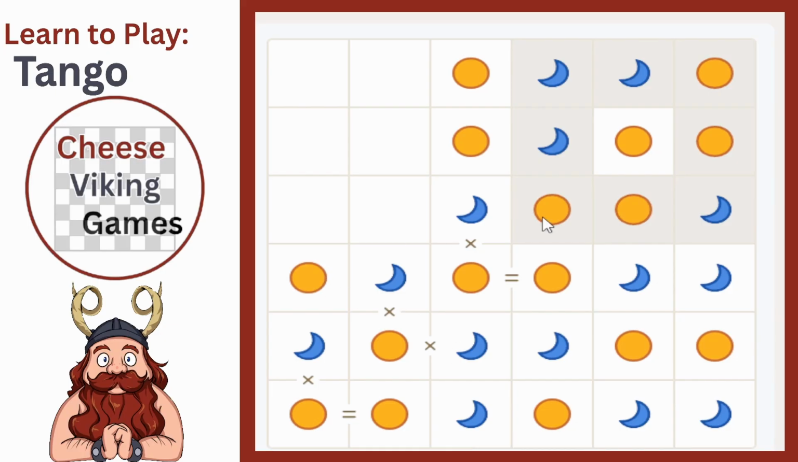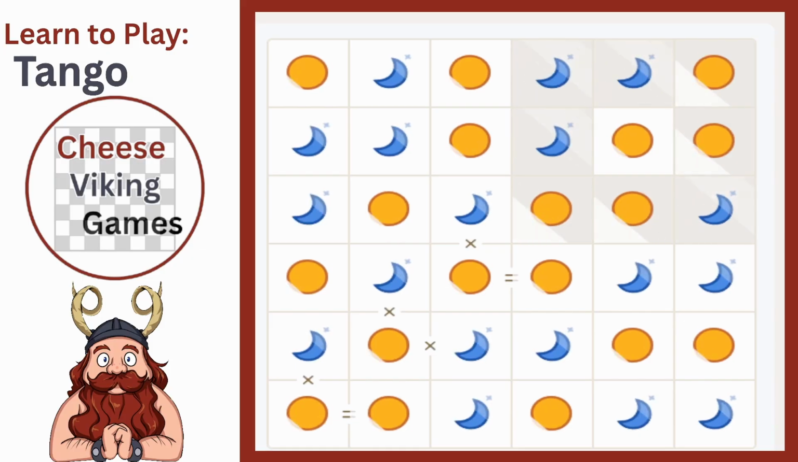So now we look at this row. Can't really solve this logically yet, but we know there are three circles here, so these two must be moons. We know we cannot have three in a row here, so this must be a circle. That gives us our third circle, so this must be a moon. We know we cannot have three moons in a row here, so that must be a circle. And we can finish out our puzzle by placing a moon here.